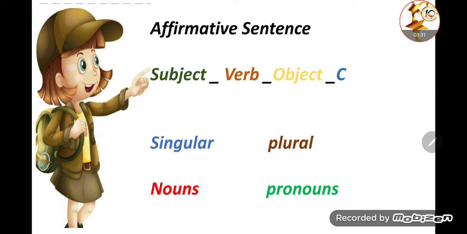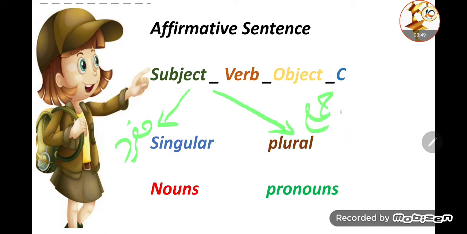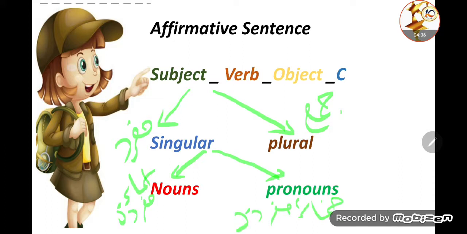In any sentence in English, you need to know that a subject is either singular or plural. With singular, either nouns or pronouns. So in the English language we have singular nouns and singular pronouns. Also for plural, either plural nouns or plural pronouns.